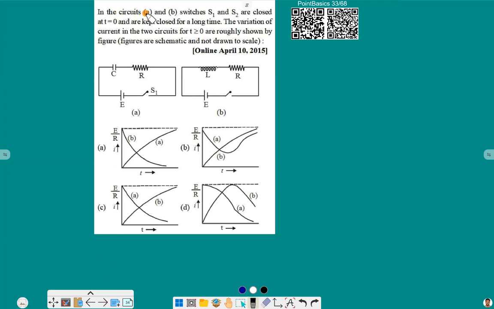In circuits A and B, switches S1 and S2 are closed at t equal to 0. In the first circuit we have a capacitor and resistance. In the second we have an inductor and resistance. In both there is a battery, so if we press the switches, both will be in the state of charging. The variation of the current in the two circuits for t greater than 0 is roughly shown by the figure. So we have to represent the variation of the current.